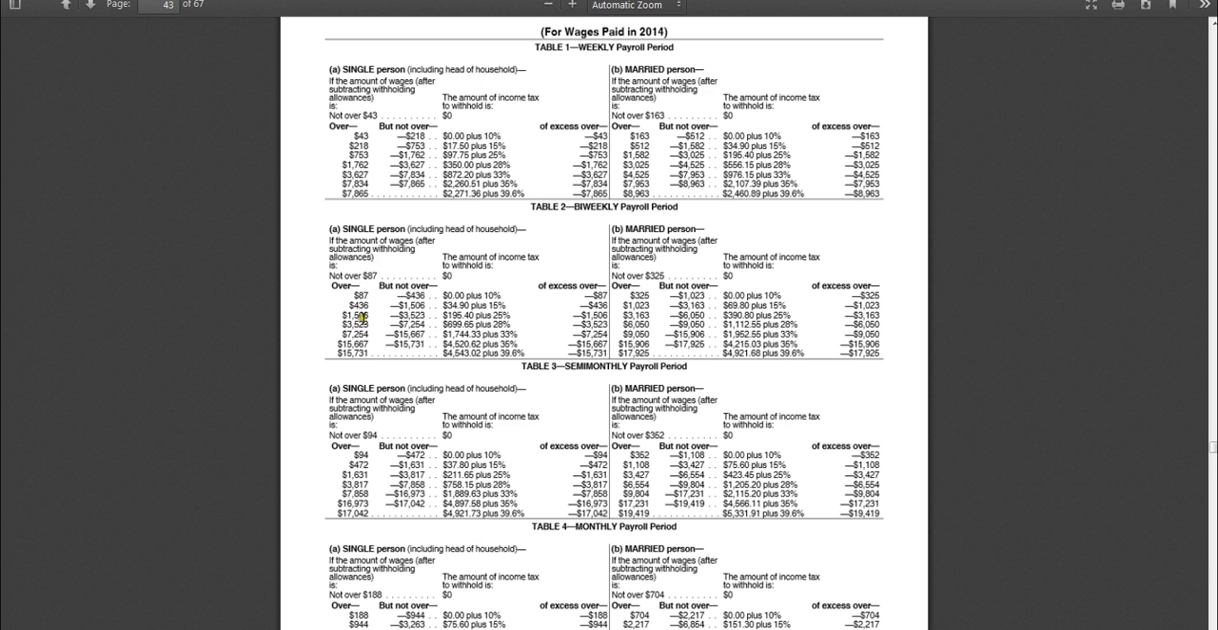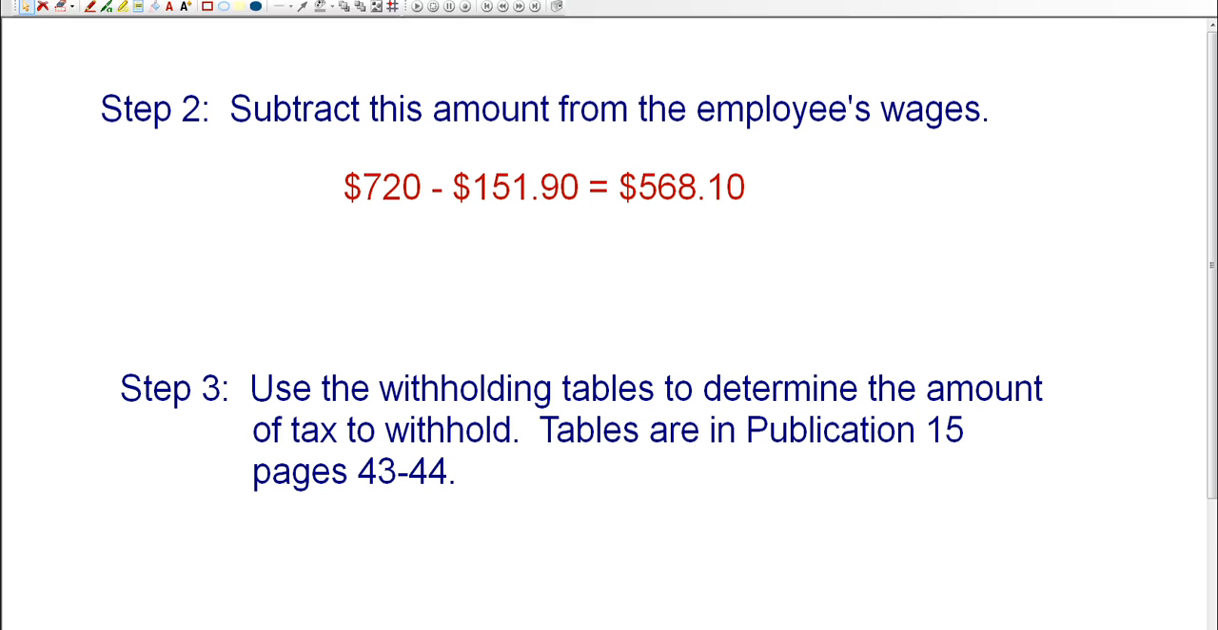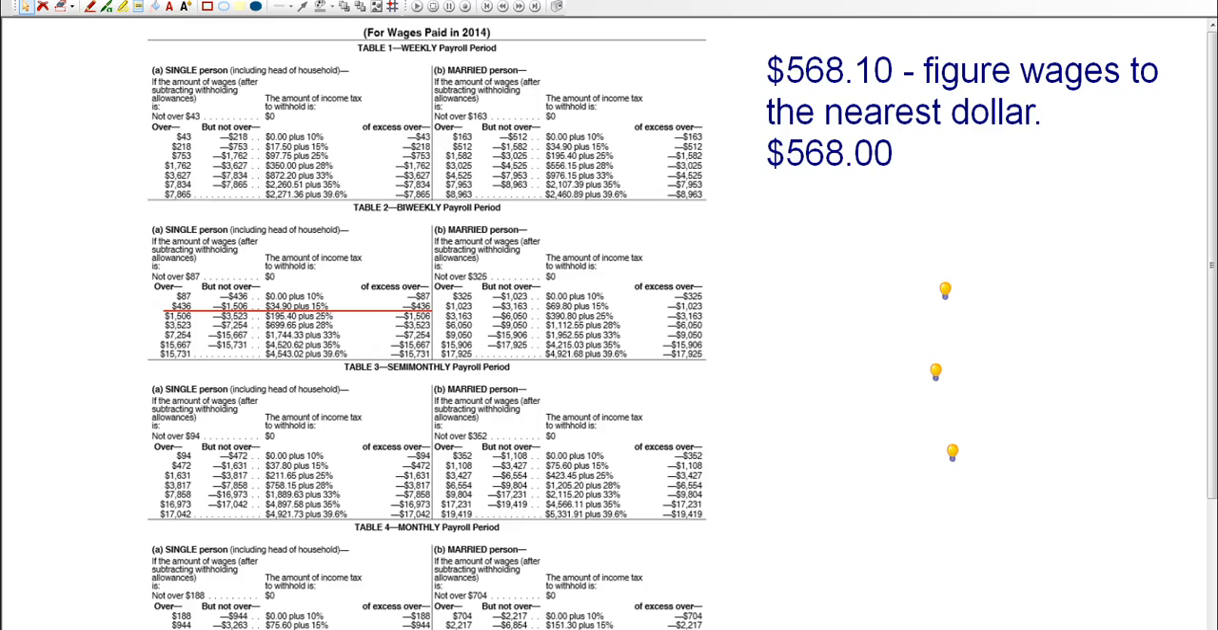Then what you're going to do is look at the table, and it will tell you the amount that it's over but not over. So you've got to find where your amount fits in. I'm just going to go back to this table because it will be easier. We are looking for $568.10. Now we can round that figure to the nearest dollar. So let's say $568.